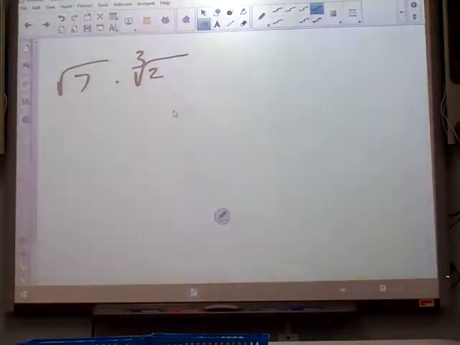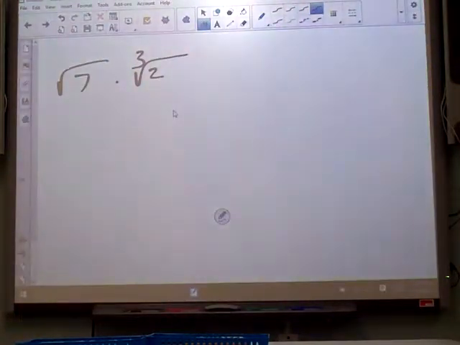Here we got square root of 7 times the cube root of 2. Now this is similar to the problem that we started off the class period with. We had square root times the square root, and we could do that. Our answer was a square root. But this is square root times the cube root.